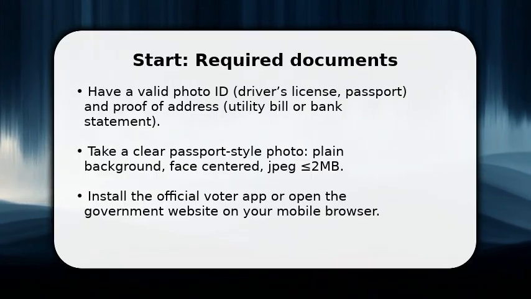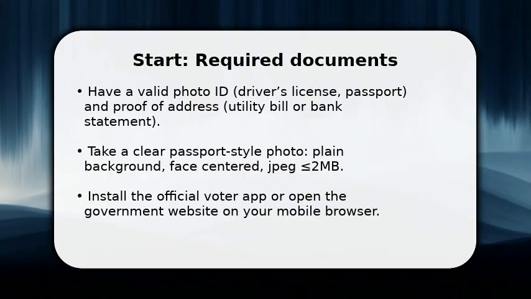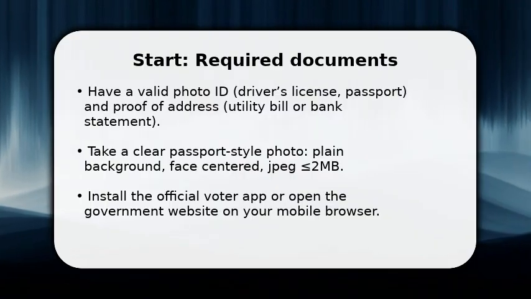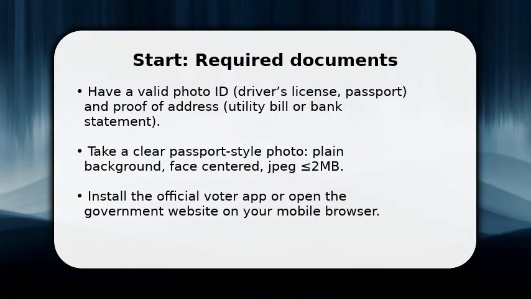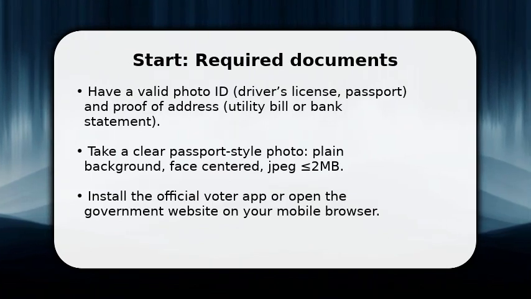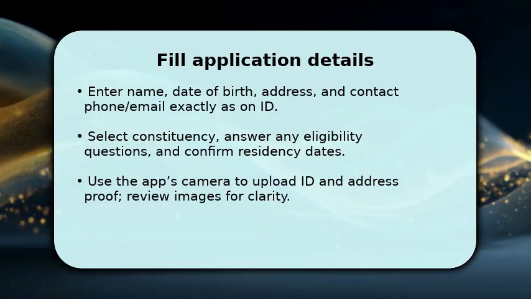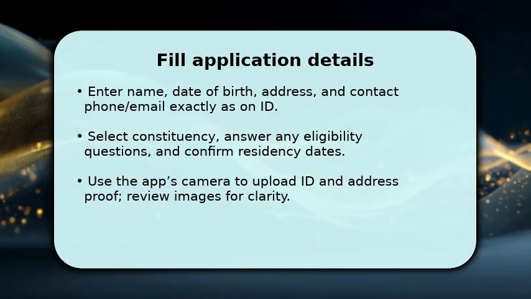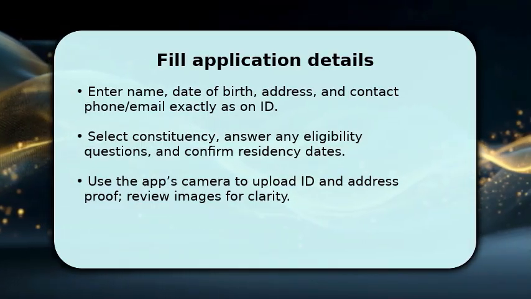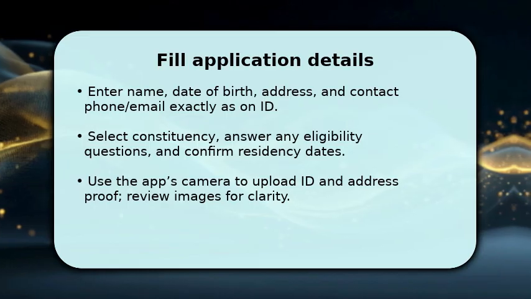Make sure location services are enabled if asked, because the system uses them to suggest local polling places. This quick setup prevents delays later when you submit documents. Now you fill the form carefully. Type your name, date of birth, and address exactly as they appear on your documents. You'll select your constituency and complete eligibility questions.